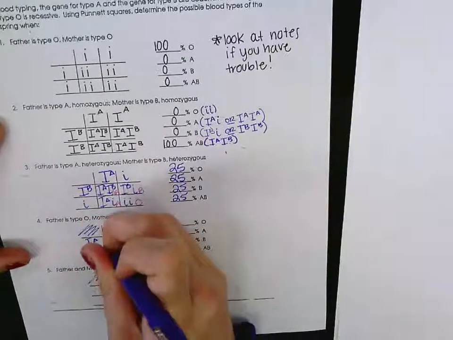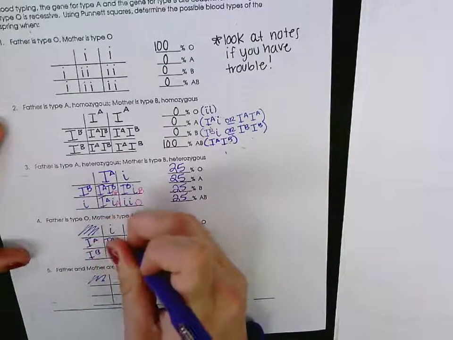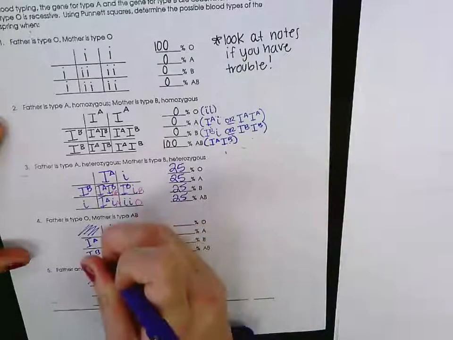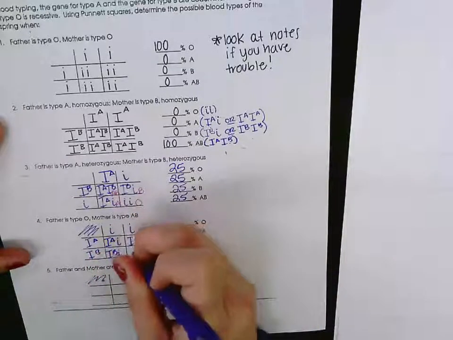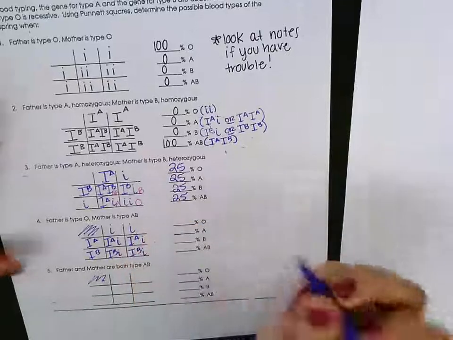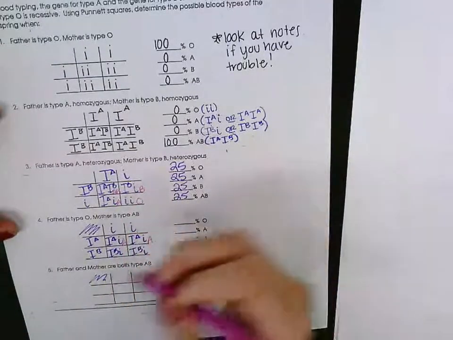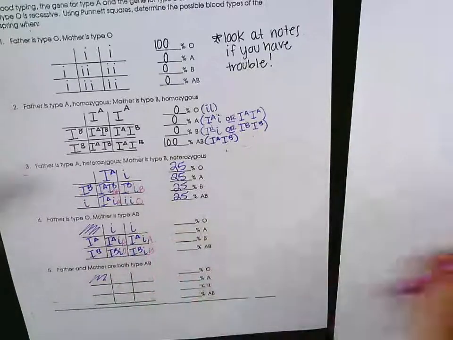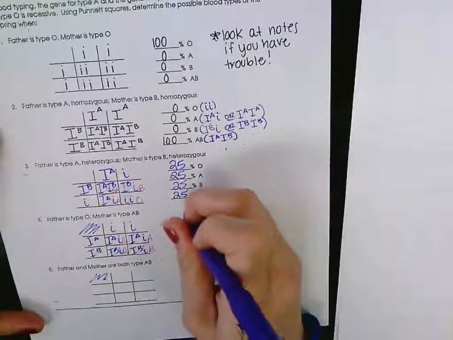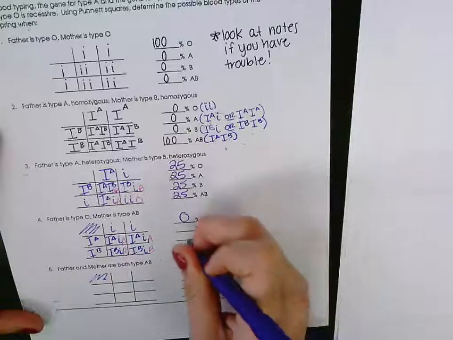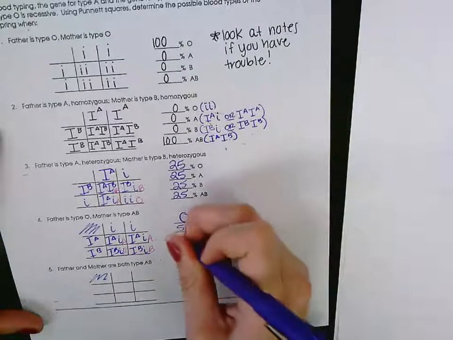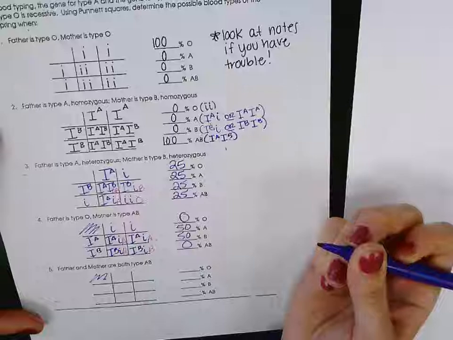So we're going to put this together. We've got I^A i, I^A i, I^B i, and I^B i. So let's do the exact same thing. We've got A here that's heterozygous, A here that's heterozygous, B and B. So what percentage of O do we have? 0. What percent AB? 0. So we've got 50% A and 50% B.